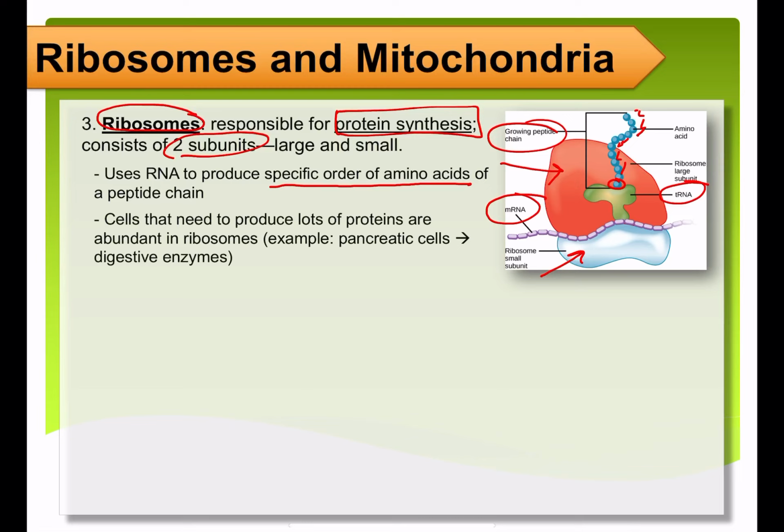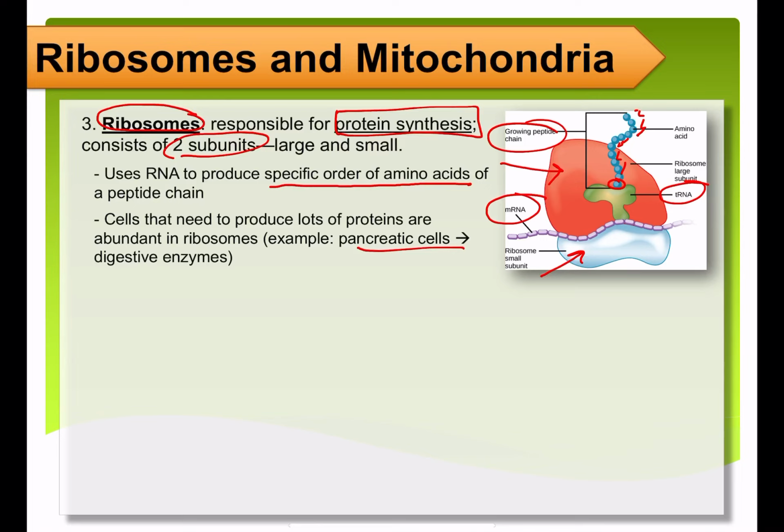For example, pancreatic cells need to produce a whole bunch of different types of digestive enzymes that will be released into your small intestines to help with the digestion or breakdown of macromolecules. Sort of like we ingest these polymers of carbohydrates, lipids, and everything into our digestive system. Well, our digestive system needs to be able to break that back down into monomers so they can be absorbed back into our bloodstream and serve as building blocks for other stuff in our bodies.